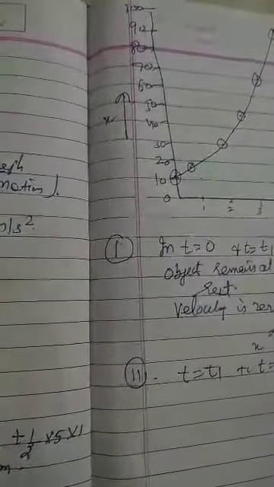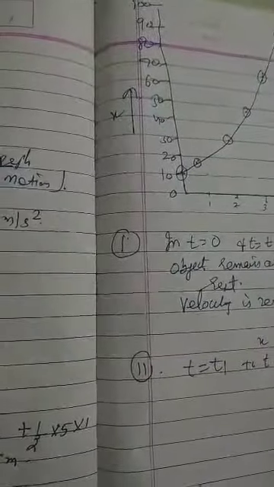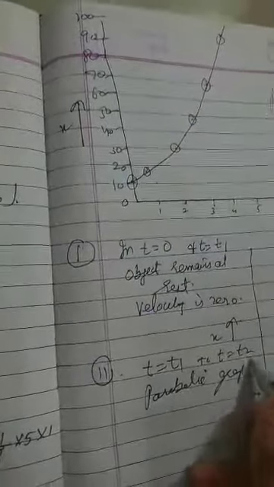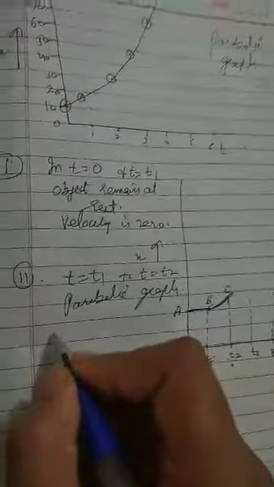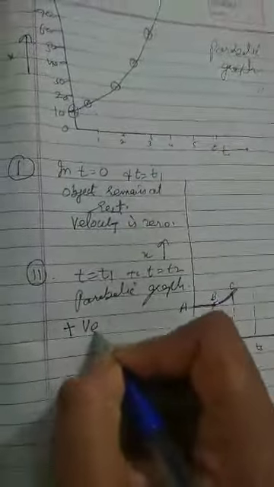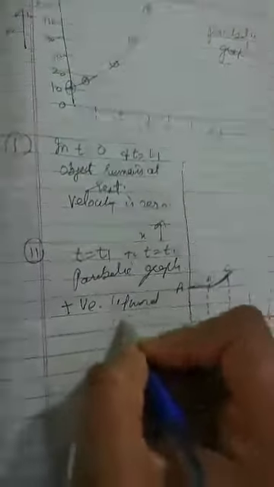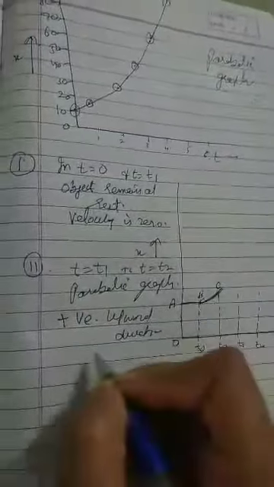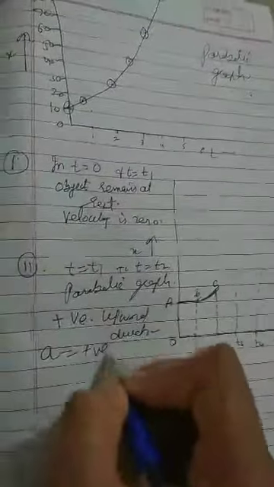Object speeds up. Okay, if the object speeds up constantly, this is point C, the graph will be parabolic. This portion BC will be parabolic. So we can say that the slope of this graph is positive. Clear? Slope will be in the upward direction. Towards the upward direction it is increasing, and acceleration is positive.